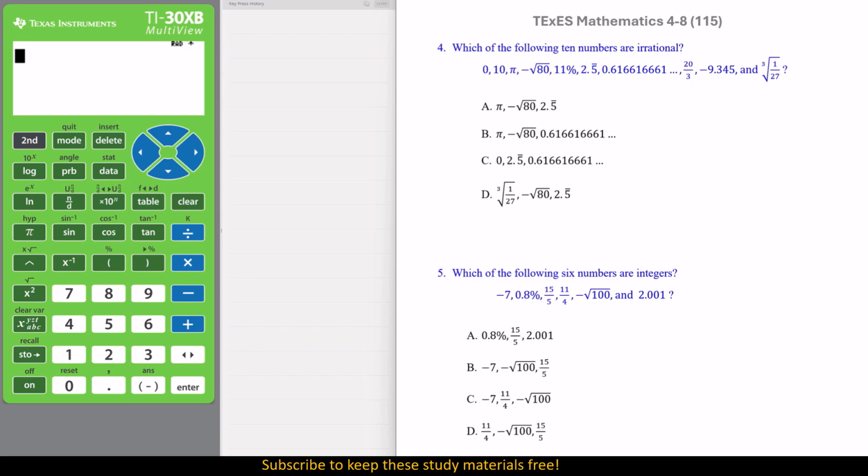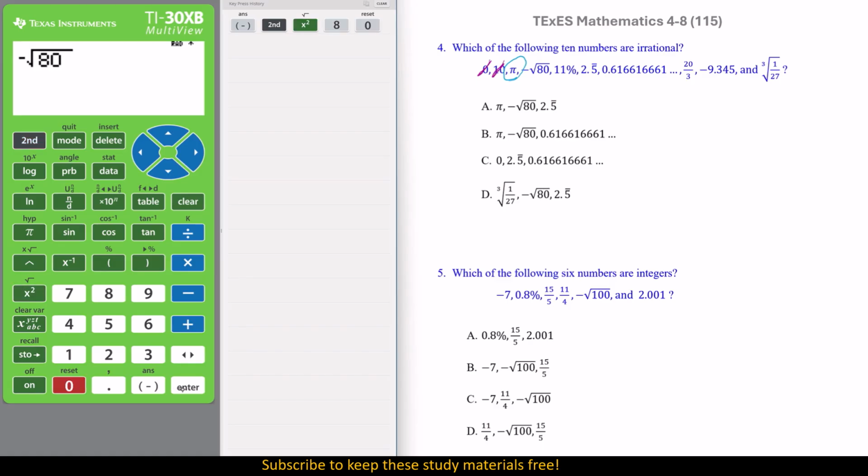Obviously, 0 is an integer, 10 is an integer. Now, pi, we know, goes on forever in a non-repeating fashion. Now, for negative square root of 80, we need to pop that in the calculator. So, negative second radical. Let's put 80 under the radical. Press enter.